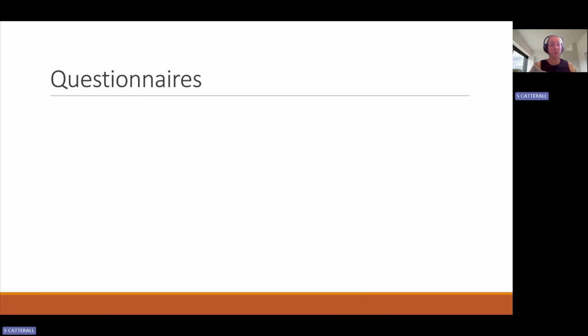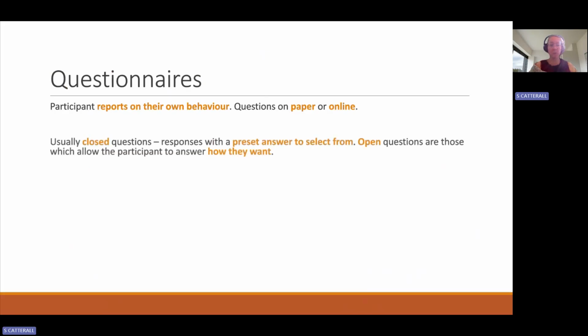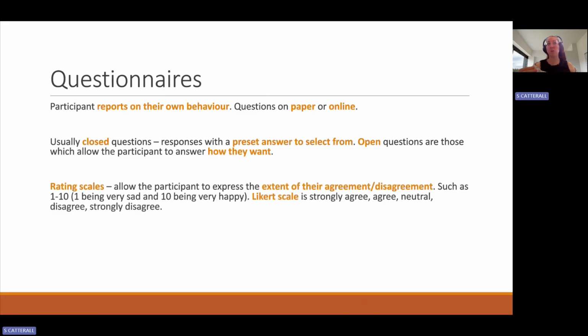Questionnaires are another type of research method, so a self-report. This is where participants report on their own behaviour, either on paper or online. Usually closed questions are used, and these have a preset selection of answers, so they've always got an option underneath them. So if you are suggesting a closed question in the exam, because they might ask you for one, you need to put the options underneath.